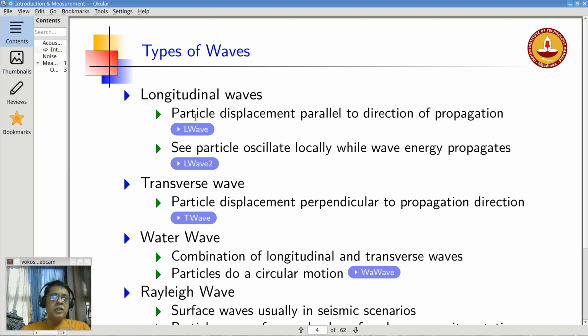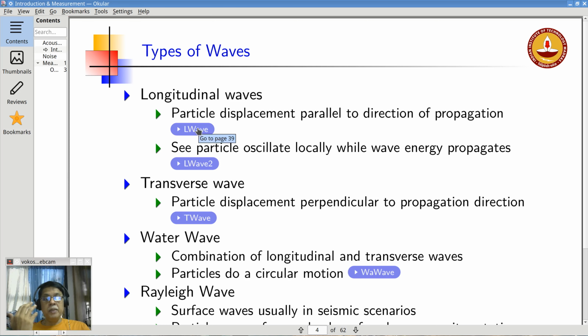The other classification is based on the kind of particle motion. The first thing that we will look at is what is called a longitudinal wave. Acoustic waves are basically longitudinal waves. In a longitudinal wave, by definition, the particle displacement is parallel to the direction of propagation.